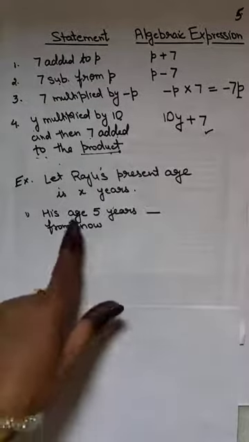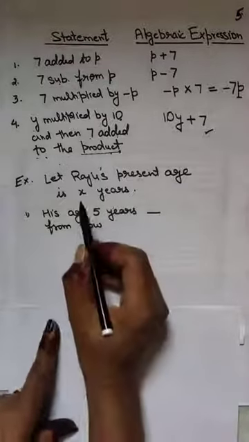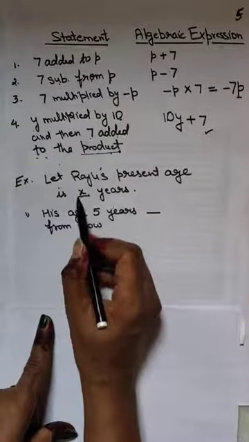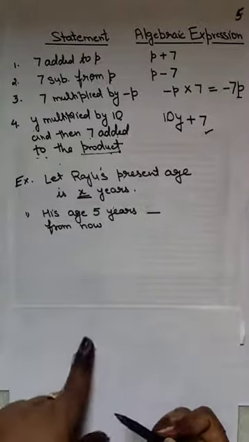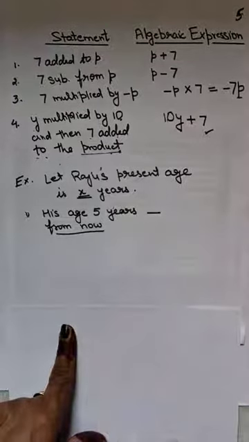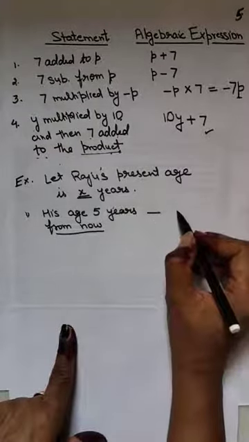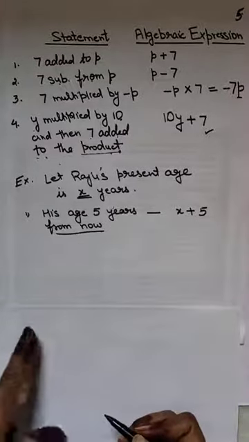What is the meaning of 5 years from now? That means after 5 years. If today his age is X years, what is his age after 5 years? "After" is not written, so you have to learn that "from now" means आज से 5 साल बाद. So it is X plus 5.